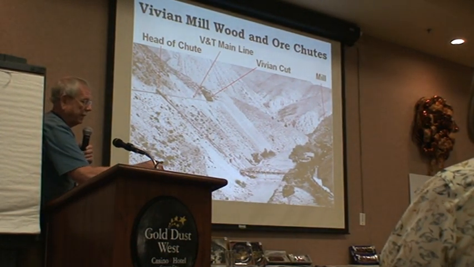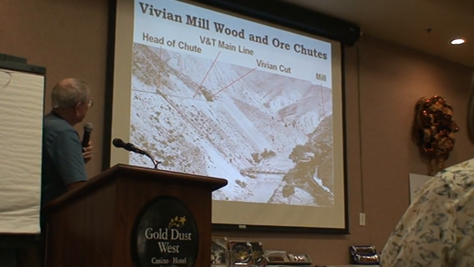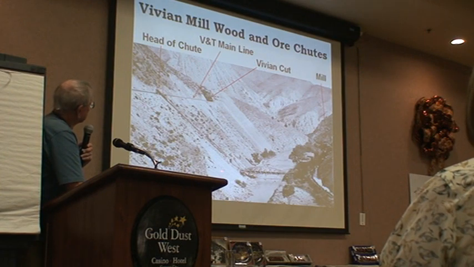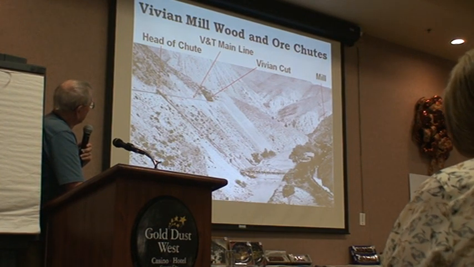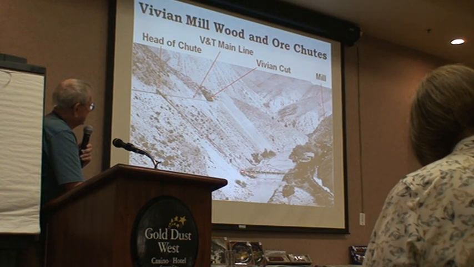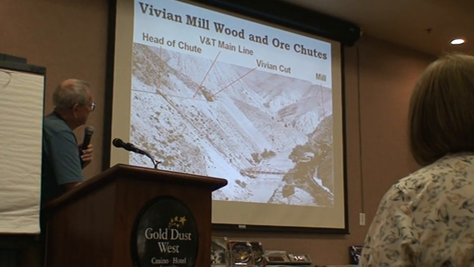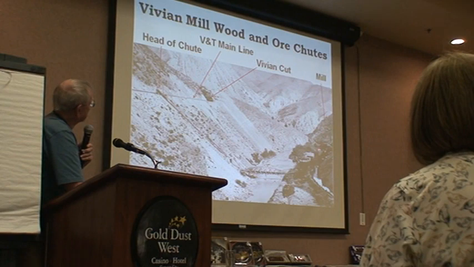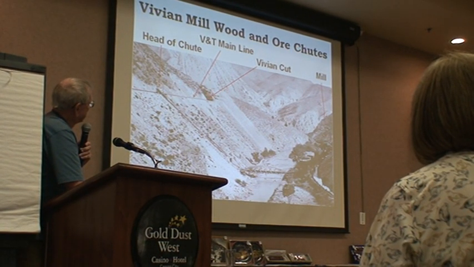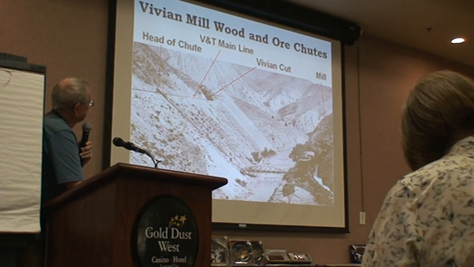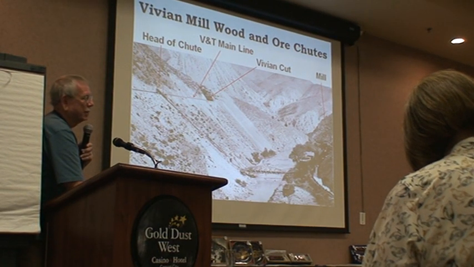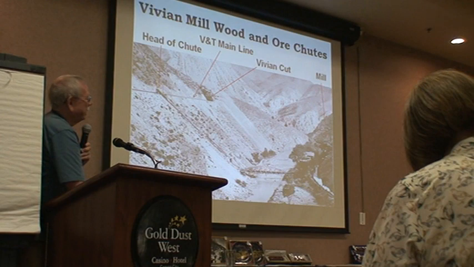Here is the problem they had with the Vivian Mill, which is located way over here, down the river. Here was their dump to get stuff down to that level. Both wood and ore came down at this location, loaded onto a little tram car, and taken all the way down here to the mill. This is the Vivian cut, which I will talk about later. You can see that any train coming in this direction could not see a train coming in the other direction. A major problem.